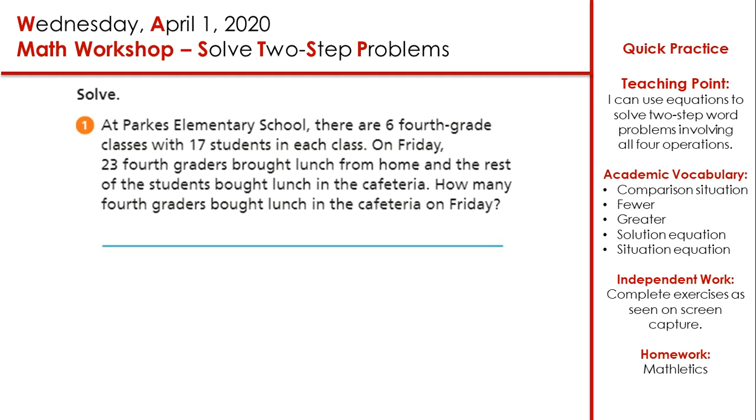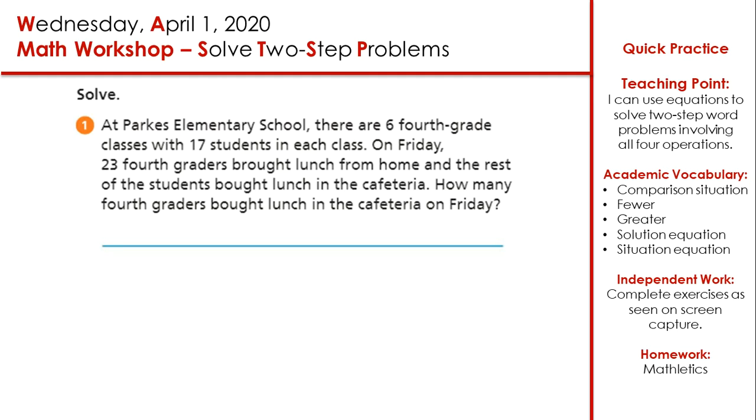Right? So let's take a look at the word problem. It says, at Parks Elementary School, there are 6 fourth grade classes, all right, with 17 students in each class. On Friday, 23 fourth graders brought lunch from home, and the rest of the students bought lunch in the cafeteria. How many fourth graders bought lunch in the cafeteria on Friday? All right, so probably we read it. We kind of get the idea. We've got fourth graders, we have a few classes, but we don't know actually where to begin.